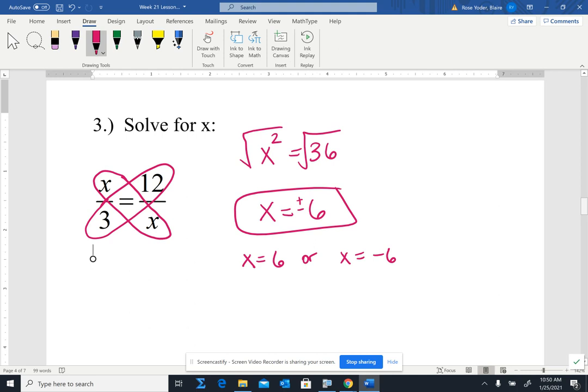Either one works if you plug it back in. Plug positive 6 back in for both x's and you'll get an equation that's true, or plug negative 6 in for both x's, and that equation is also true. So don't forget both solutions.